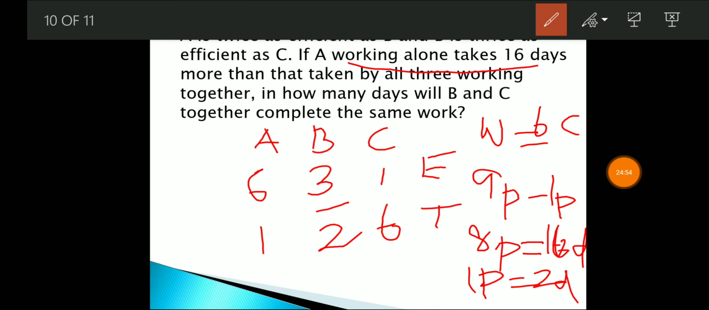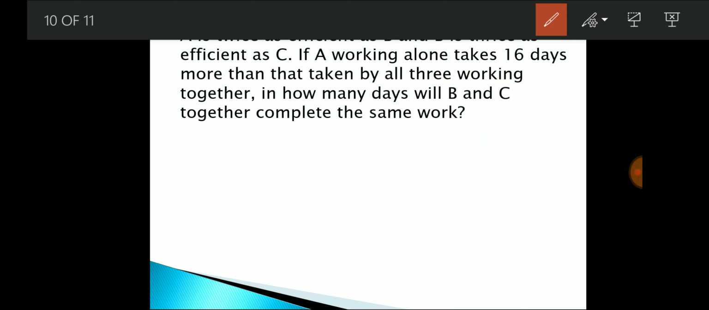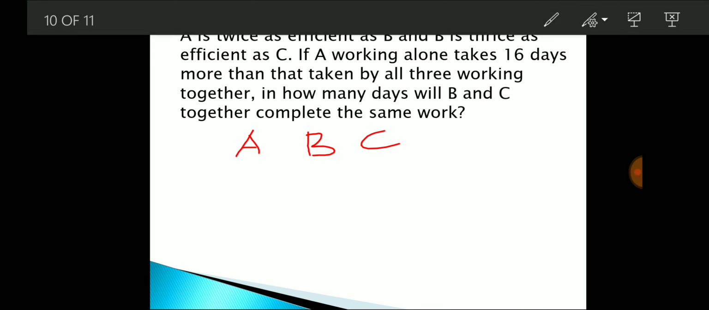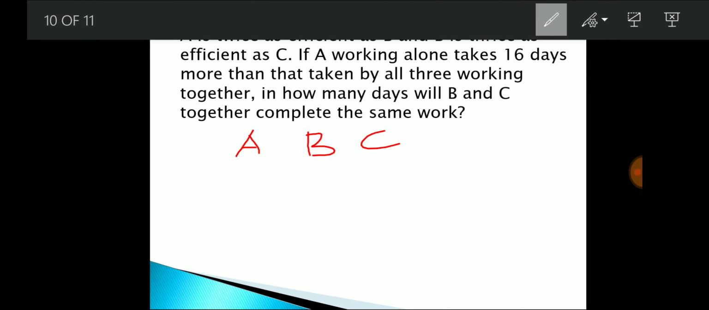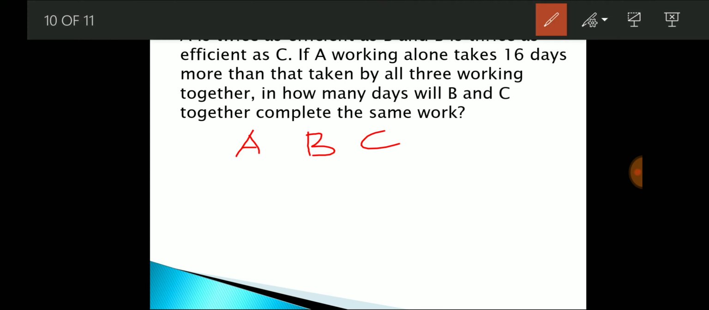I'm very sorry about this question because I have some mistakes here. So we'll do it from the beginning. What is given here is A, B, C. All three are there. And we've been given that A is twice as efficient as B, and B is thrice as efficient as C. That is the case. C is the lowest, it's 1. B would be 3 and A would be 6.